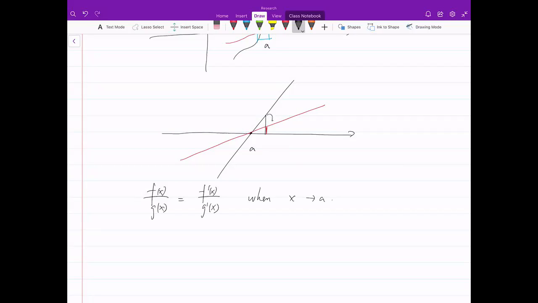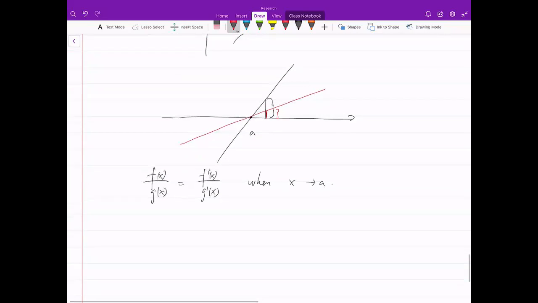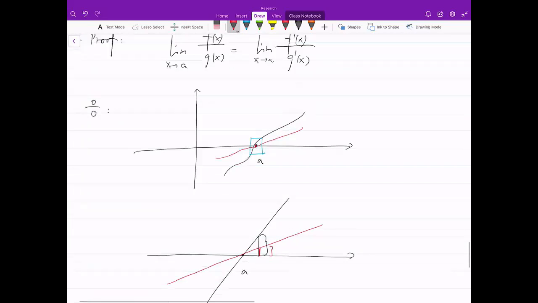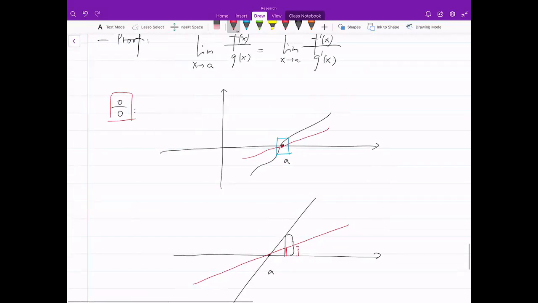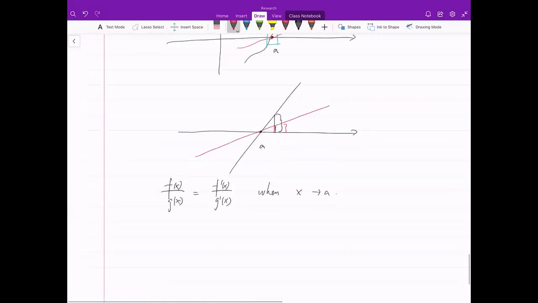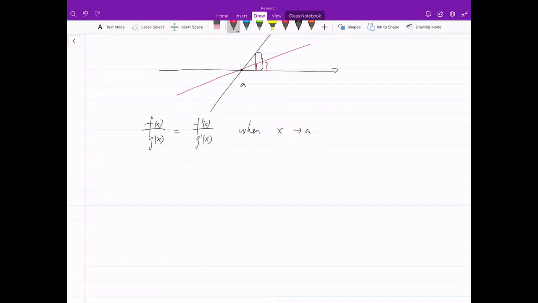The size of this divided by the size of this is the same as the slope of this black line divided by the slope of the red line. Of course it's true because of the triangle. That's why L'Hopital's rule is true for the 0 over 0 case. We cannot give you the proof for infinity over infinity, but roughly, I think you can trust it for now. All right. Is everything good so far? That's L'Hopital's rule.